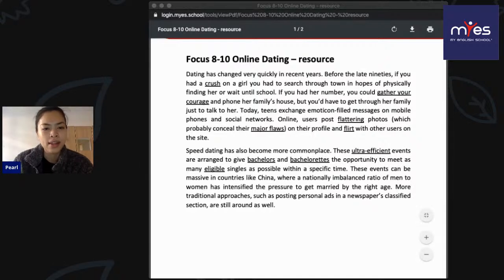Speed dating has also become more commonplace. These ultra-efficient events are arranged to give bachelors and bachelorettes the opportunity to meet as many eligible singles as possible within a specific time. These events can be massive in countries like China, where a nationally imbalanced ratio of men to women has intensified the pressure to get married by the right age. More traditional approaches, such as posting personal ads in the newspaper's classified section, are still around as well.